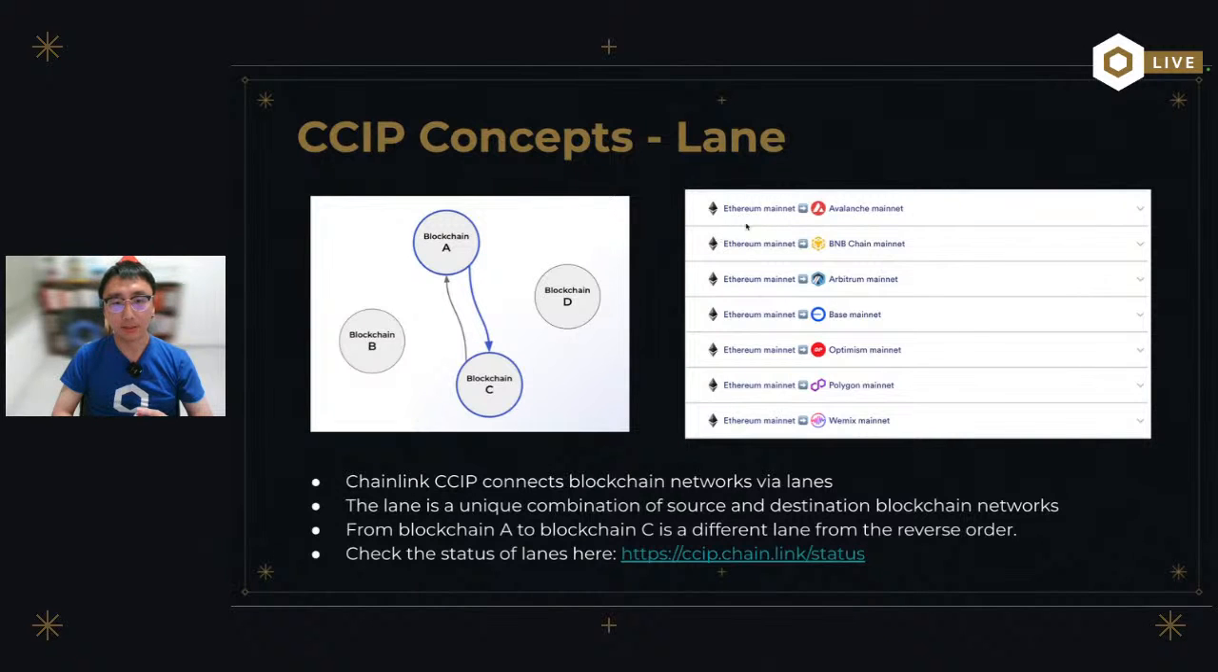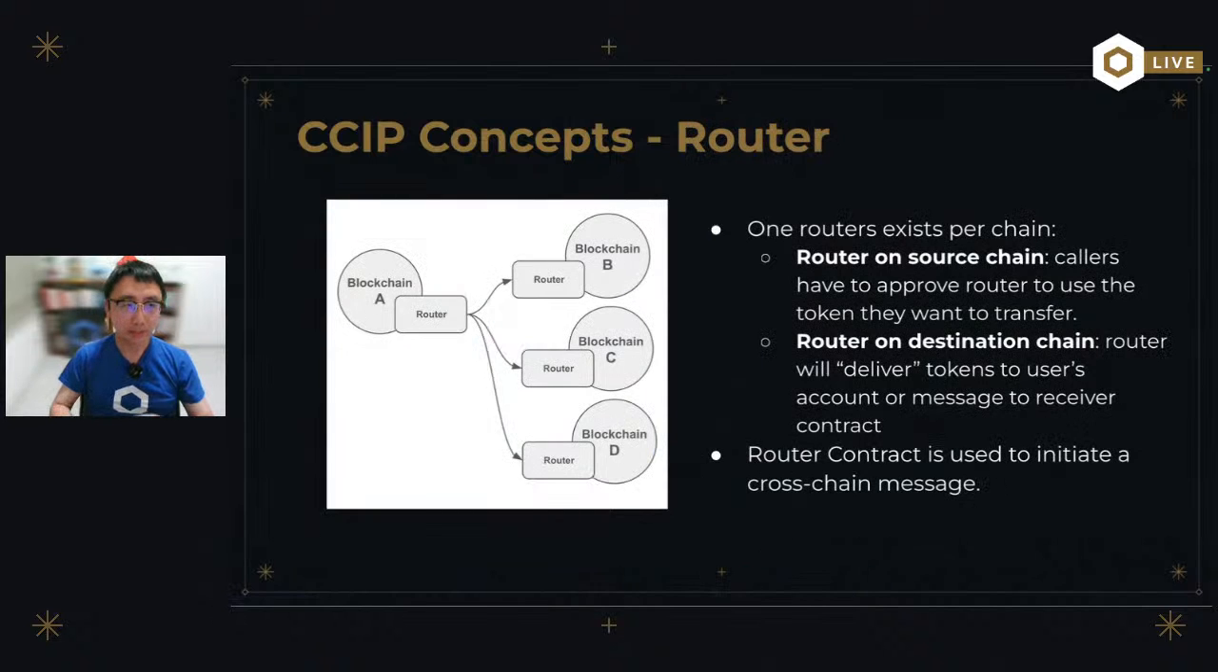For example, we can see the lanes from the Ethereum mainnet. We have the lane from the mainnet of Ethereum to the Avalanche mainnet, to the BNB chain mainnet, to the Arbitrum, to the base. And we have a lot of different lanes, and you can check that in the official documents. And the second definition is called router.